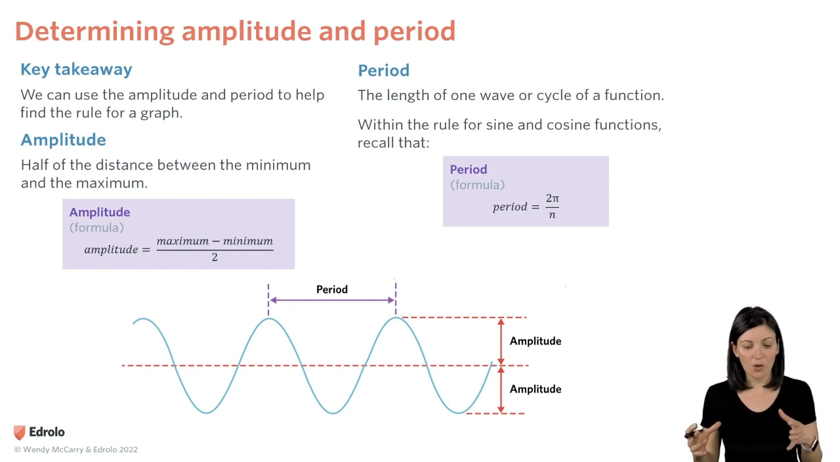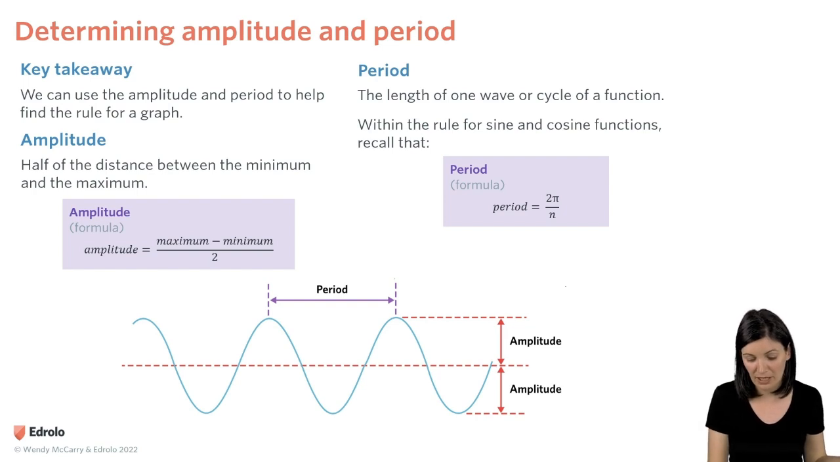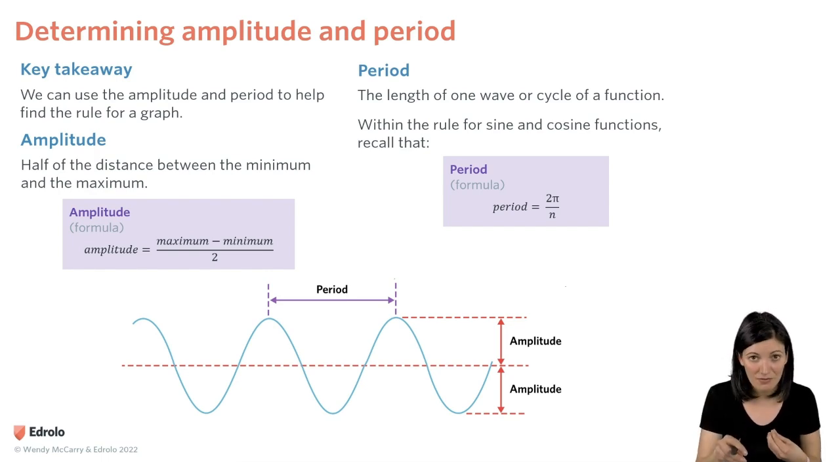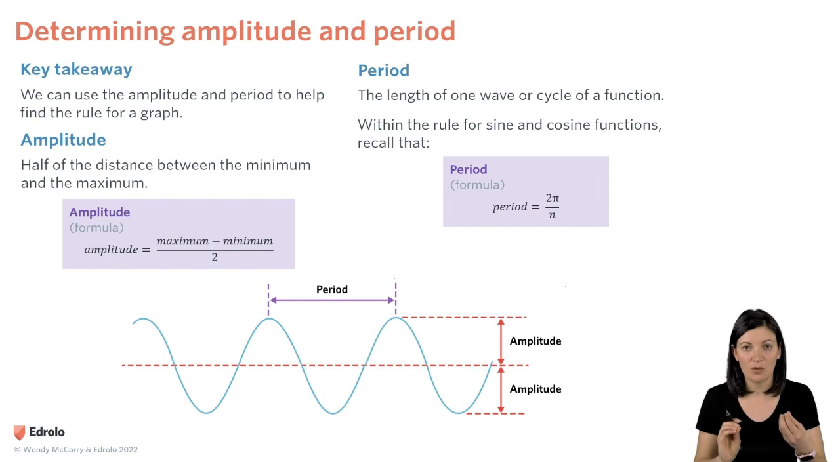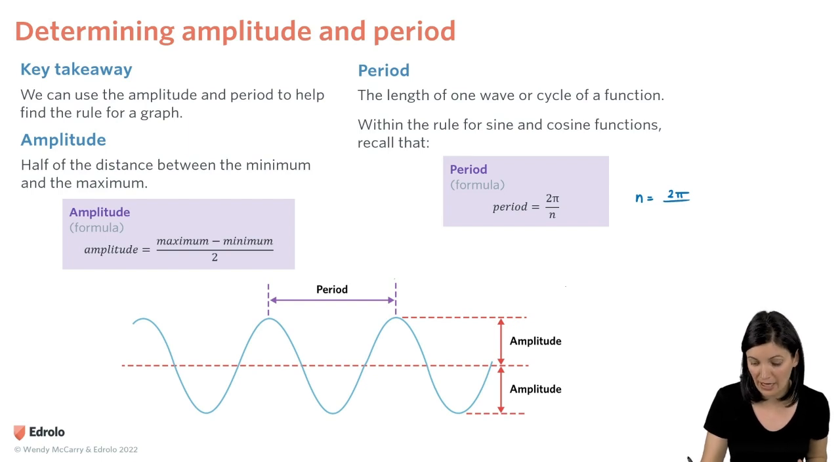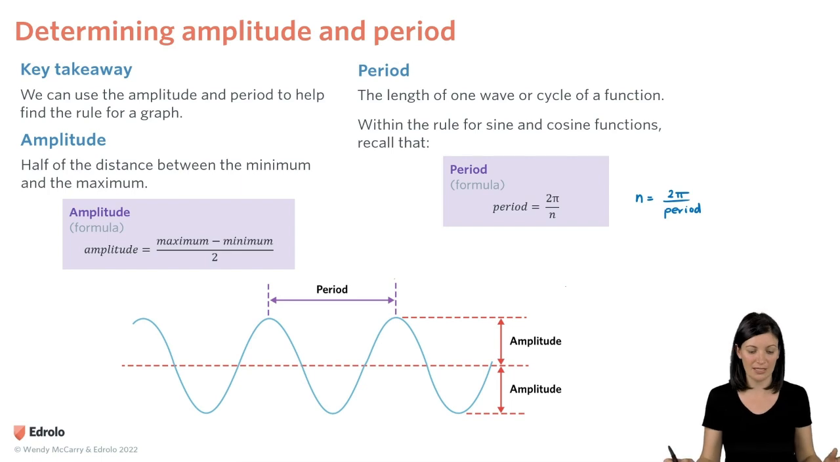Okay, we can also have a look at the period of the function. And remember, we've learned this equation before, that the period is 2 pi divided by n. So often what we're going to be doing now is we need the n for the rule. So we need to make sure we understand that we could rearrange this to be n is equal to 2 pi divided by the period. Okay, but we'll come back to that.